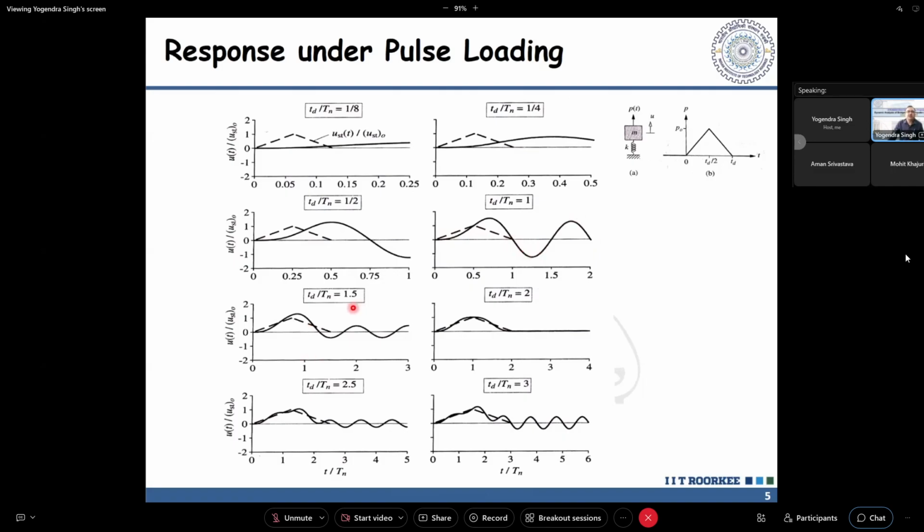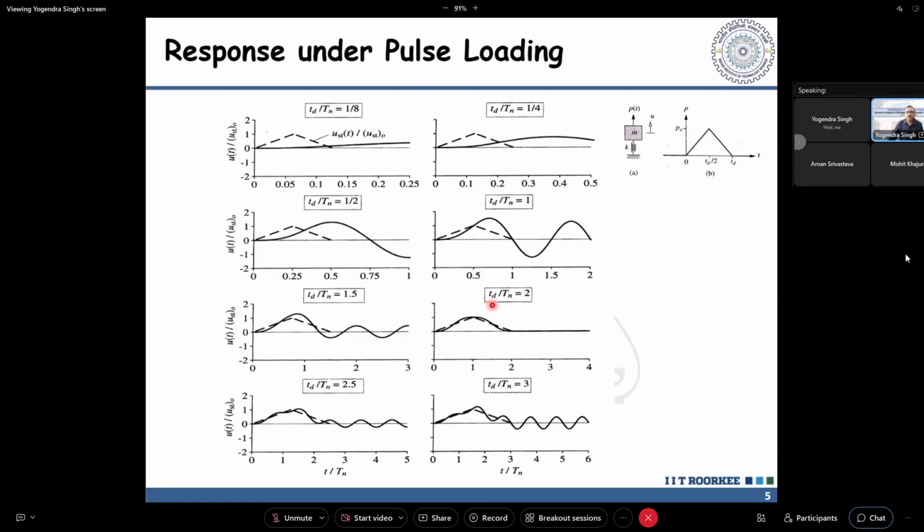Now, when the TD is larger than TN, so when it becomes 1.5, it is more or less same, slightly reduced. When TD by TN is greater than or equal to 2, you can see that the response is almost the static response. So whatever displacement we will get in the static case, the same we are going to get. And when it is 2.5 and 3, it depends upon what is the ratio of this TD by TN. So if TD is some multiple of TN, then it can have some sort of periodic vibrations.